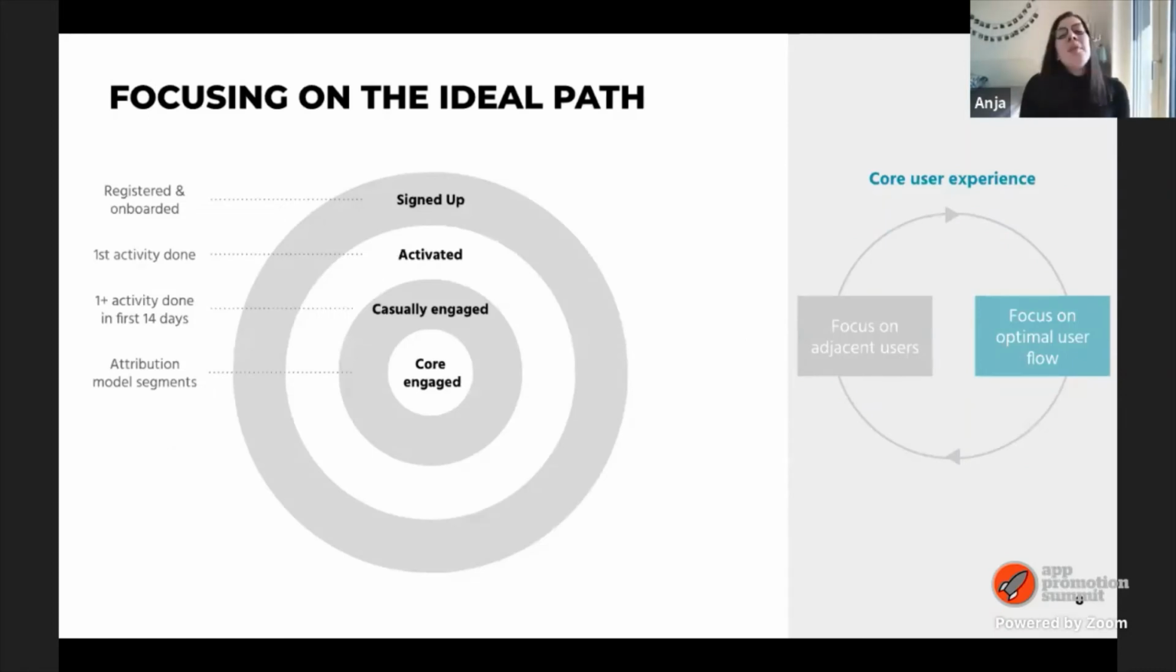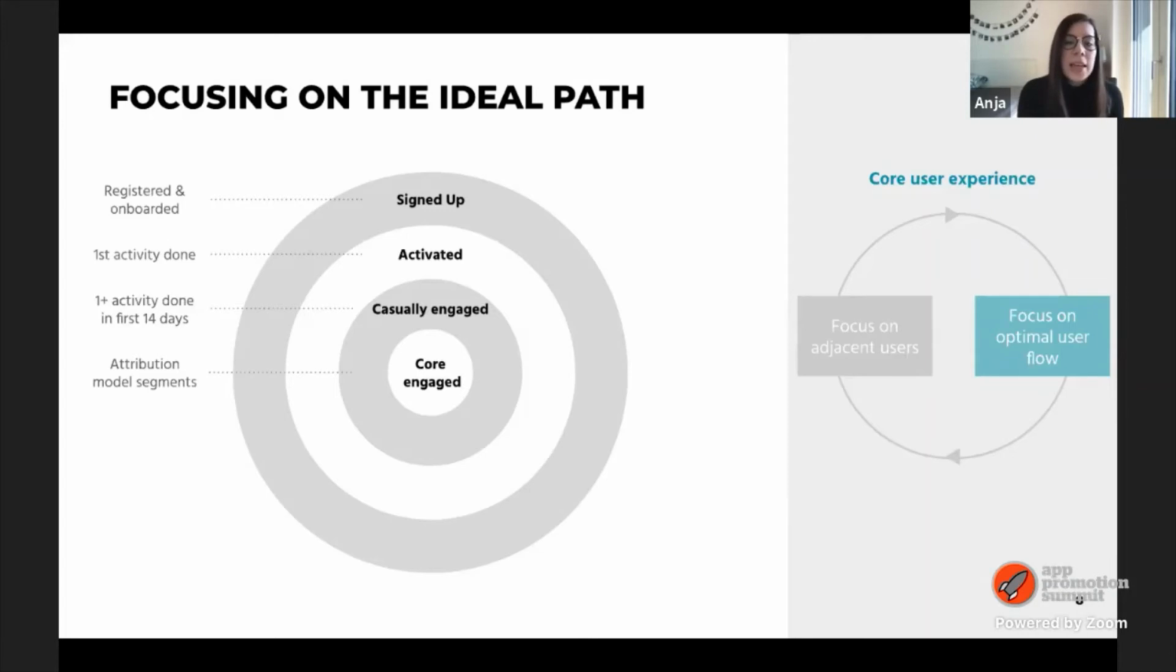Focusing on the ideal path for us meant we usually start looking at the user with the sign up. We have a mandatory registration within our app. This is basically the entry point for the user, where we need to make sure that we get the data that we need to create the account, and on the other hand, also get the user onboarded so that they're ready to use the app.